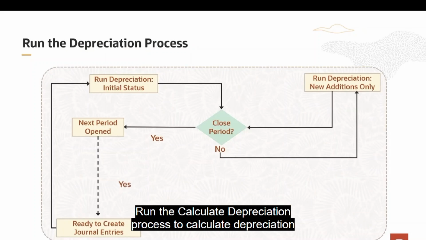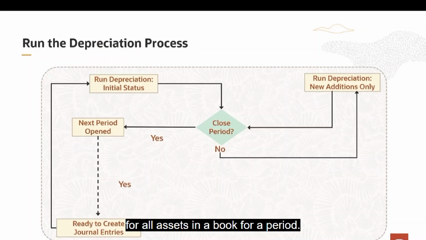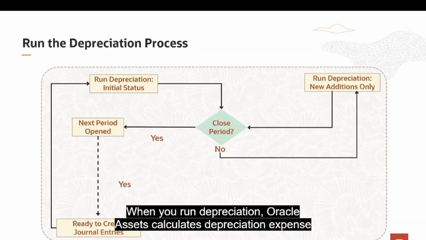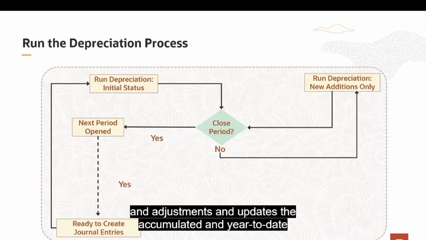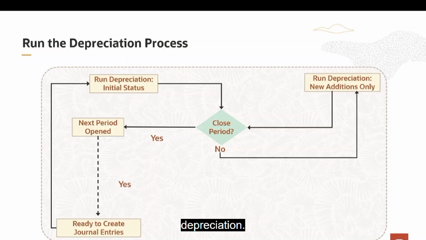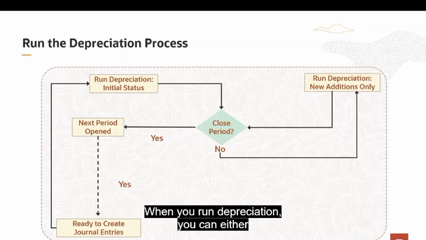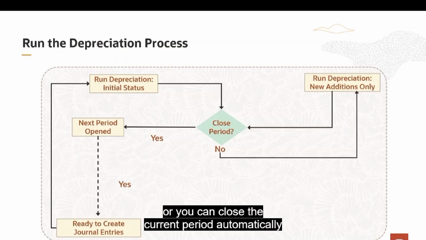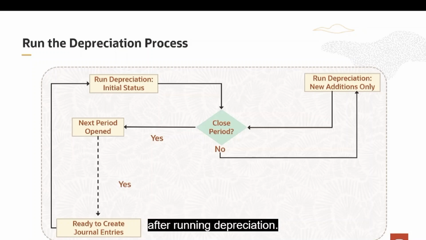Run the calculate depreciation process to calculate depreciation for all assets in a book for a period. When you run depreciation, Oracle Assets calculates depreciation expense and adjustments and updates the accumulated and year-to-date depreciation. When you run depreciation, you can either keep the period open after running depreciation, or you can close the current period automatically after running depreciation.